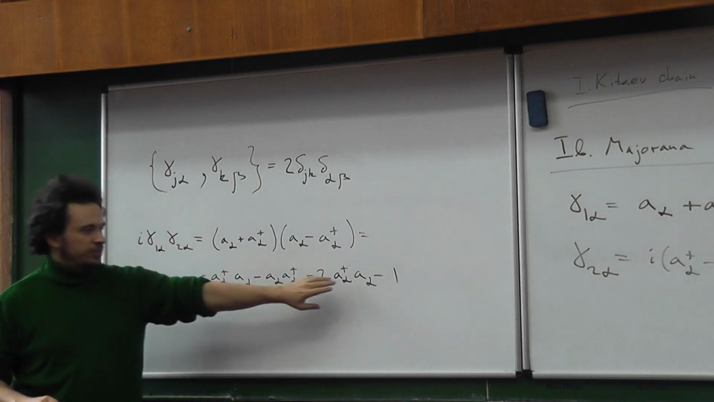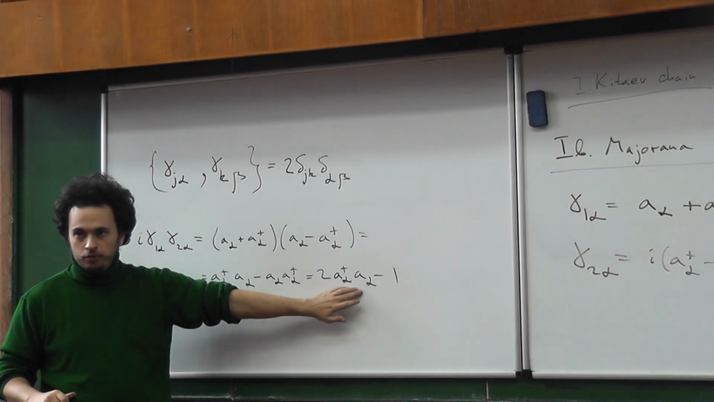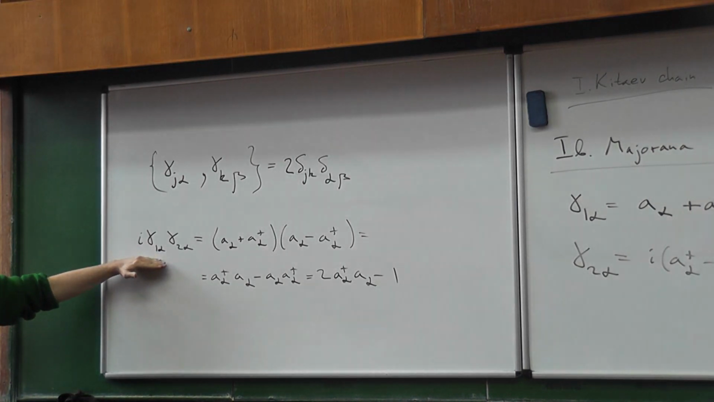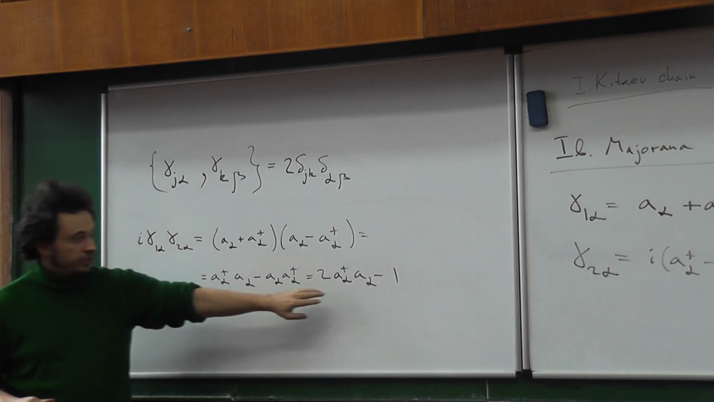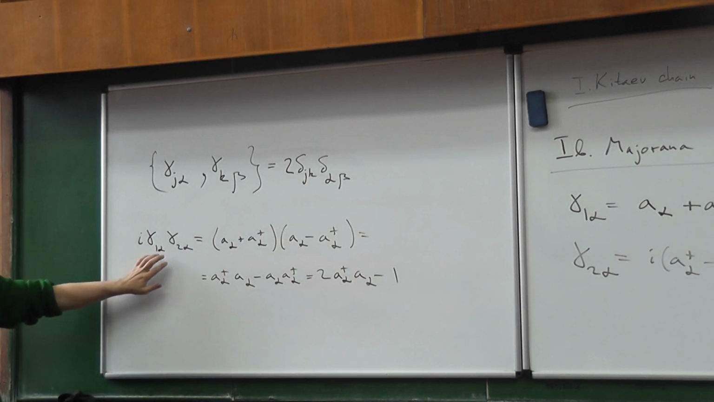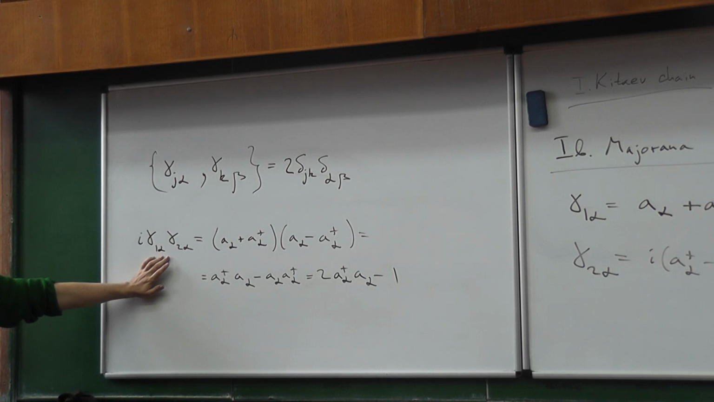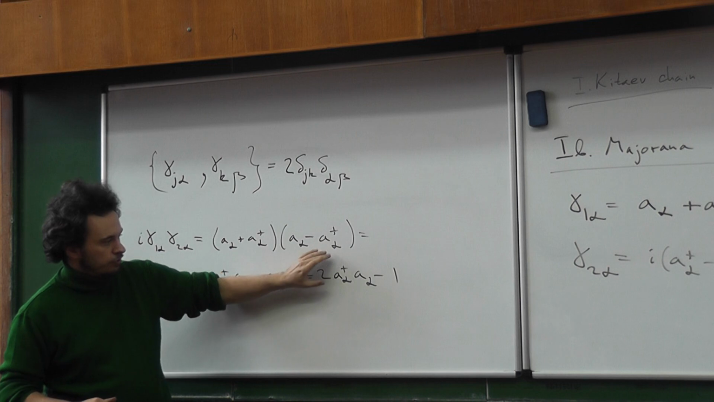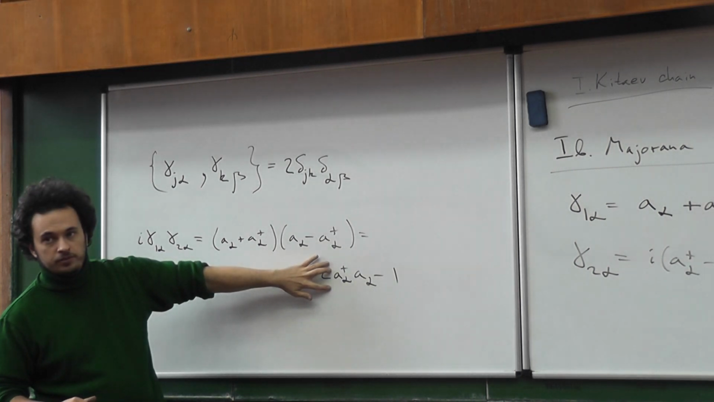If there is a fermion, this operator will have eigenvalue 1, and this operator will have eigenvalue 1. If there are no fermions in the state α, this operator has eigenvalue 0. 0 minus 1 is minus 1. This operator will have eigenvalue minus 1. So if I look at this operator, it's as good as if I look at the occupation number of the operator.